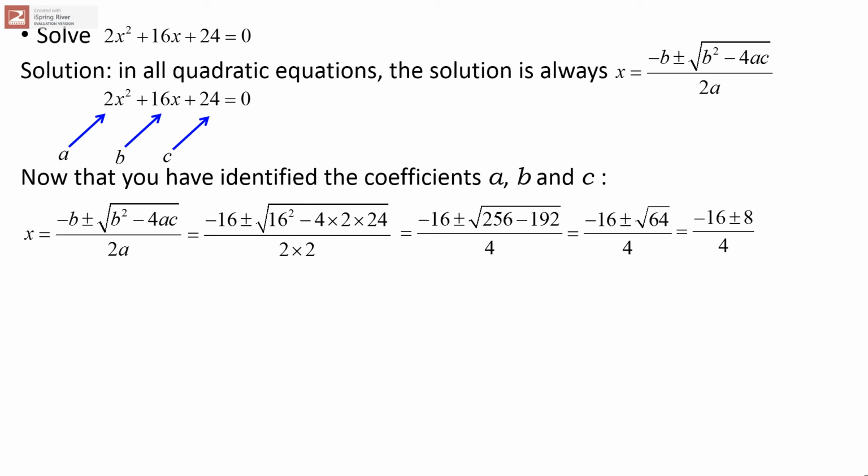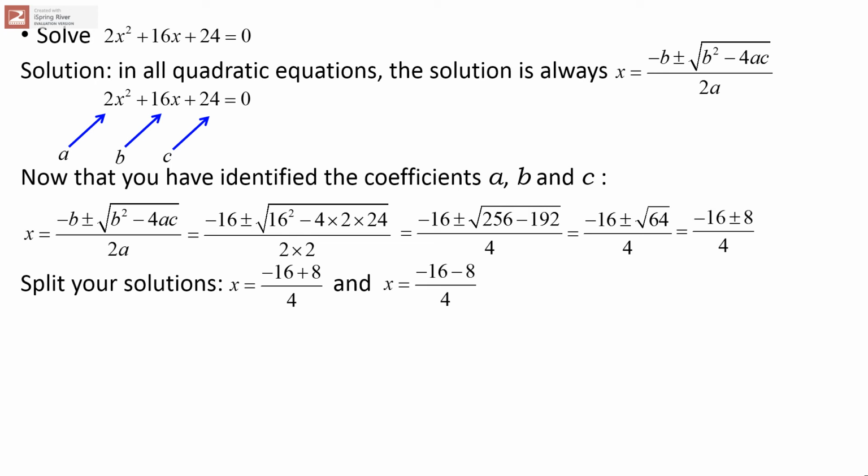As we can't do both a subtraction and an addition at the same time, we are now going to split our solutions. The first solution is going to be x equals negative 16 plus 8 over 4, and the second solution is going to be negative 16 minus 8 over 4.